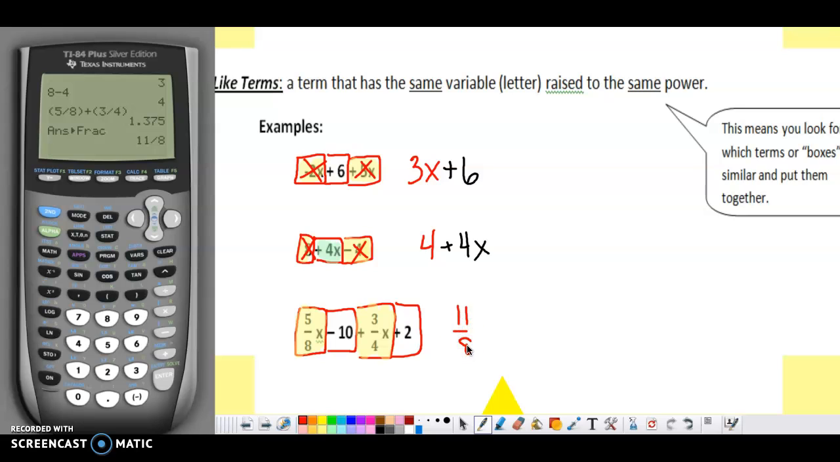11/8. Now, the tricky part is to remember to put that x, because when I combined these terms, the reason why I did is because they both have an x term with it. So it's easy to forget; double check yourself, put that x with your answer. Then from here, we've got two other boxes. We've got a -10 and a +2. Now again, one's positive, one's negative, but the big picture is they're regular numbers, so I can put them together. So we have -10, and we add on 2, and I get an answer of -8.